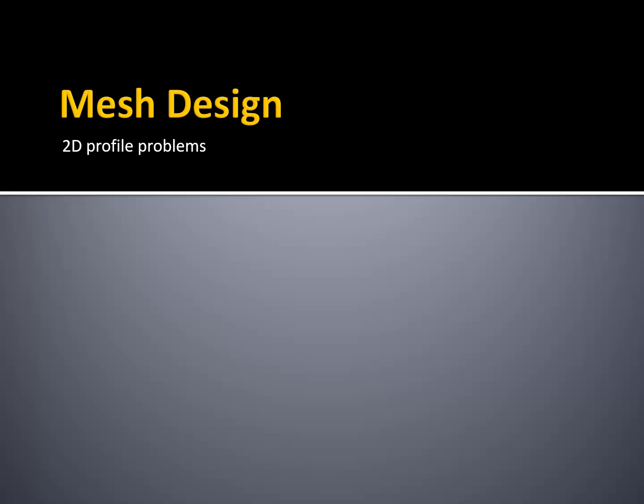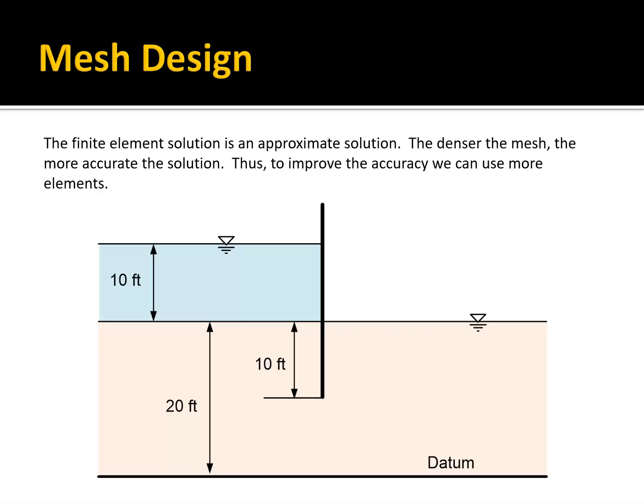Now, the last thing we want to talk about is mesh design. The finite element solution is an approximate solution. The denser the mesh, or the larger the number of triangles, the more accurate the solution. So to improve our accuracy, we use more elements. How do you know how many elements are enough? Well, there is a systematic way to do that, but generally just make your mesh pretty dense and you'll be fine. Modern software is so fast and so easy to use and has such high memory capacity that for seepage problems we can very easily have enough elements to solve it.